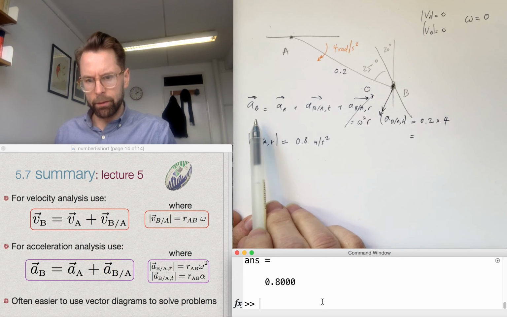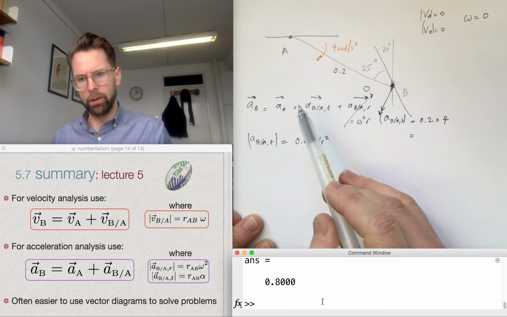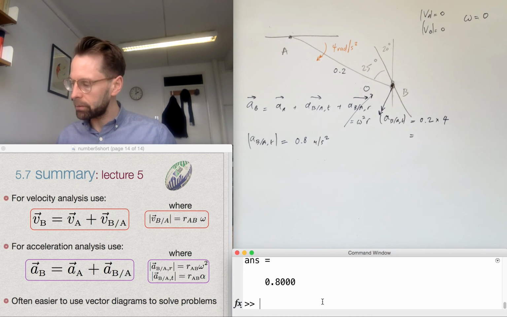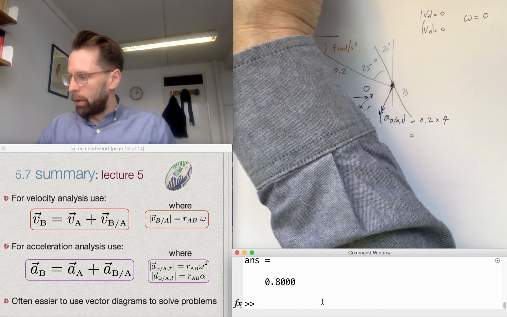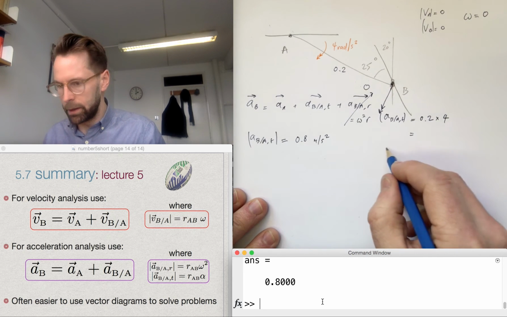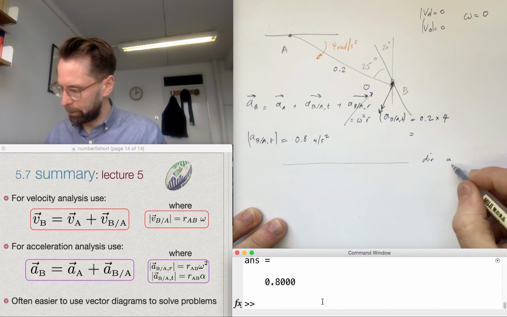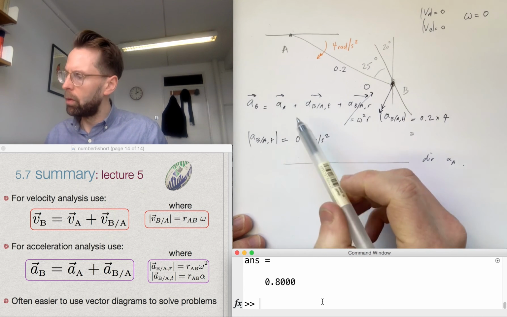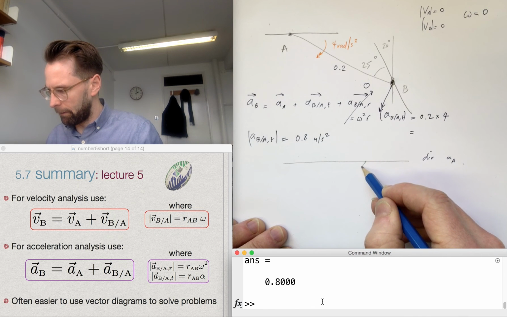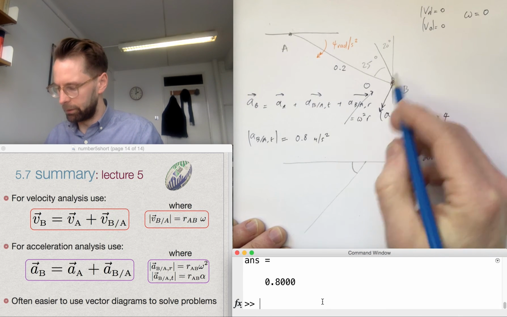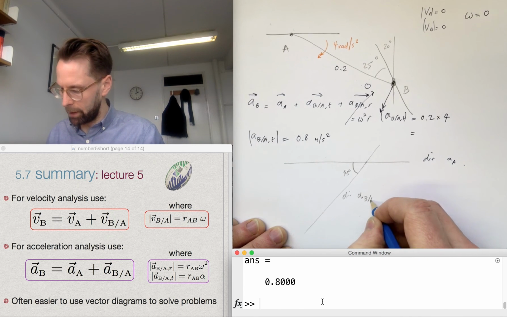So we know the directions of the accelerations of B and A. We know that direction, we know this direction, and now we know the direction and the magnitude of this remaining vector. So that means we've got enough information now to work out what all the magnitudes of each vector are. So we're going to first start by drawing, let's do it here, the direction of the acceleration of A, and we know that the direction of the acceleration of B relative to A in the tangential direction is down here, and this angle is going to be 45 degrees. This is the direction of the acceleration of B relative to A, tangential component.